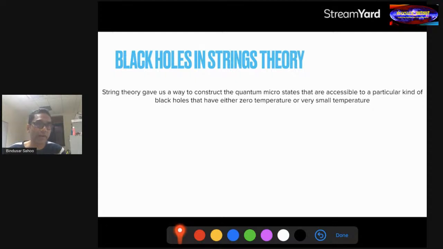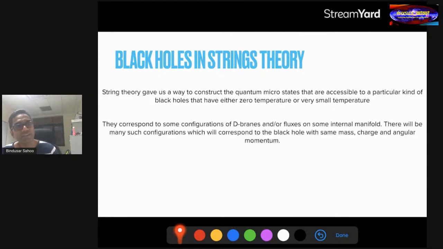String theory gave us a way to construct the quantum microstates that are accessible to a particular kind of black hole. String theory doesn't give an answer for a very generic class of black holes, but for some specific class of black hole, it gives us an answer to the question: what are these microstates accessible to the black hole? And these black holes that string theory deals with have either zero temperature or very small temperature. So these are in a sense not real black holes that you observe in the universe, but some kind of black holes that we are using to understand string theory better.